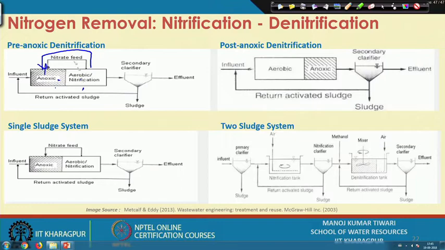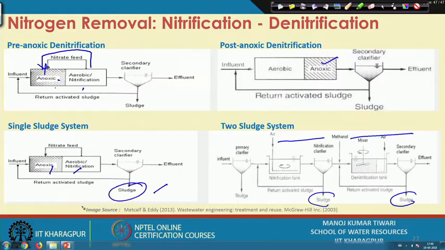We can have a post anoxic system as well, where the anoxic zone is kept after the aerobic zone. So, there is no need of returning the nitrate feed over here. Similarly, we can have a single stage system or a two stage sludge production system, as we were just seeing. So, we can have nitrification in one system and denitrification in a separate system. That is the two stage sludge system, and then it goes to the secondary clarifier.